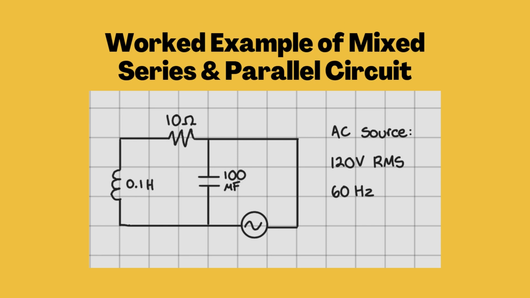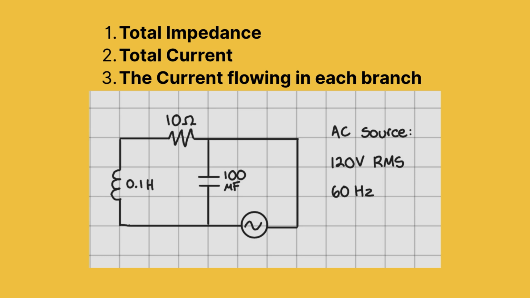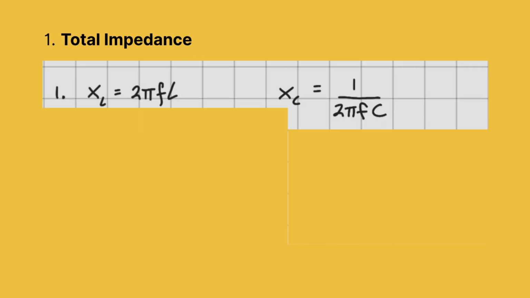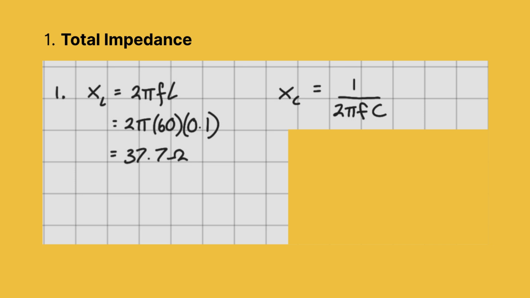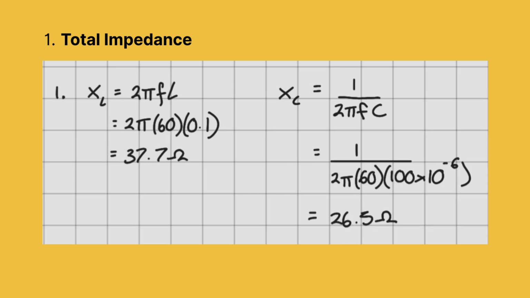Now for a worked example. Using this circuit, we will find the total impedance, total current, and the current through both branches. First, we'll use the following two equations to find the XL and XC for the inductor and capacitor respectively, subbing in the values from the diagram.